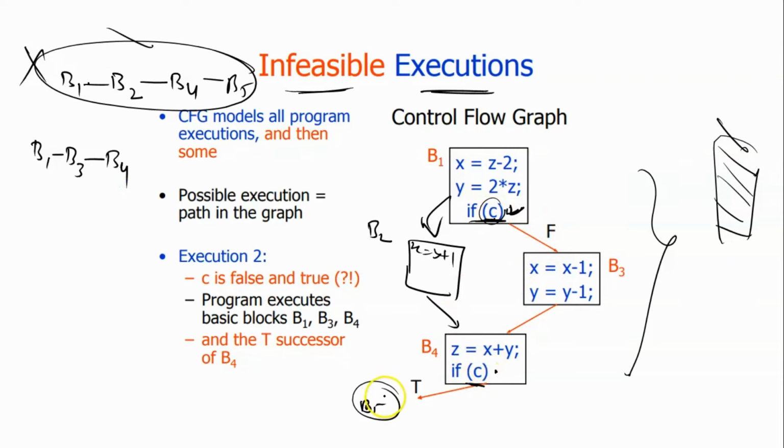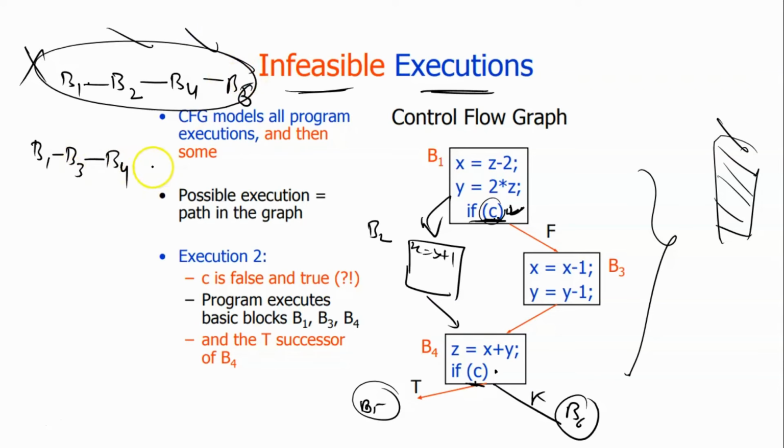So you can see, wait a second, I made some mistake. Actually I should write B6. Let's assume this is B6. Basically, if this C is true here, then definitely this C is also true. So this execution order can never occur: B1 to B2, B2 to B4, B4 to B6. This execution order can never occur when you run the program.